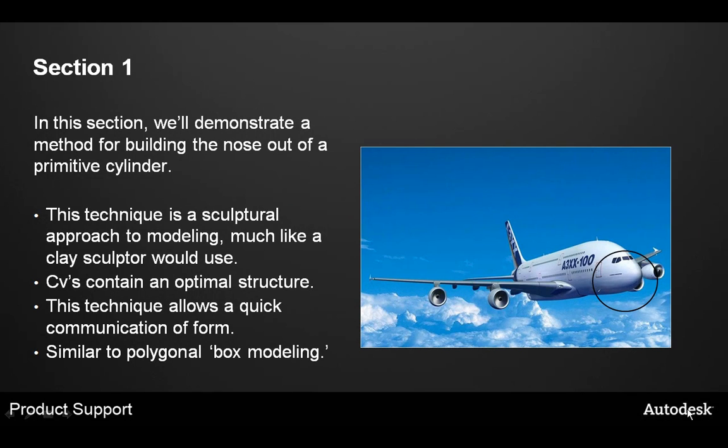So to start off section 1, we'll demonstrate a method for building the nose out of a primitive cylinder in Alias. This technique is a sculptural approach to modeling, similar to what a clay sculptor would use. So we'll be pushing and pulling CVs to achieve the desired shape. The CVs will then contain an optimal structure. It allows a quick communication of form. And for polygonal modelers, it's similar to polygonal box modeling in the sense that we'll be taking a shape and actually extruding it in a sense to rough out the shape that we're looking for.